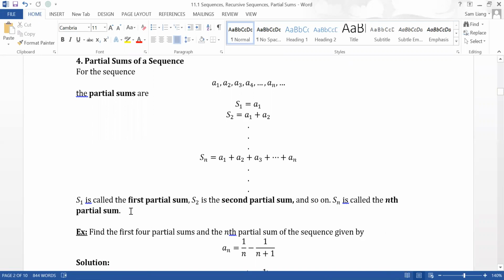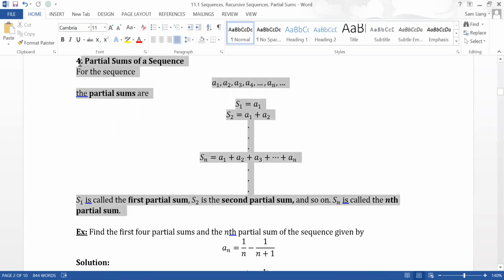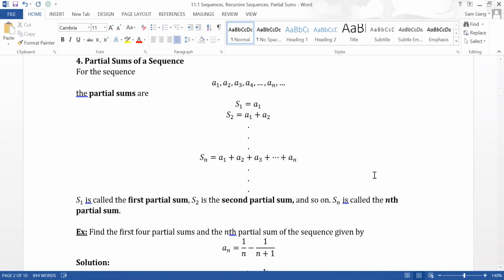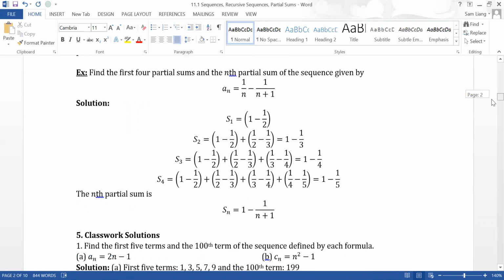Okay, does anyone still need this definition here? All right, if not, then let me finish this last example.